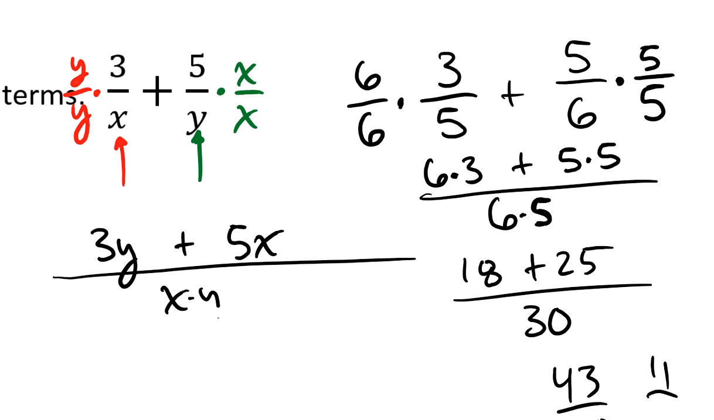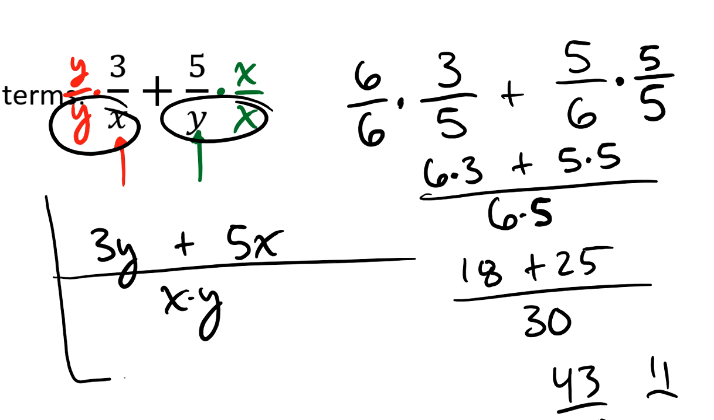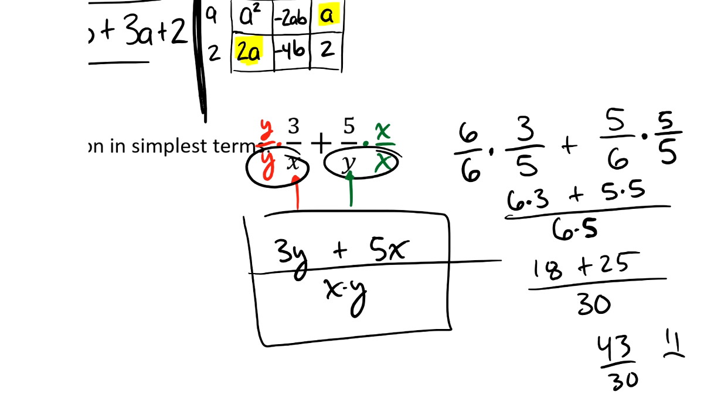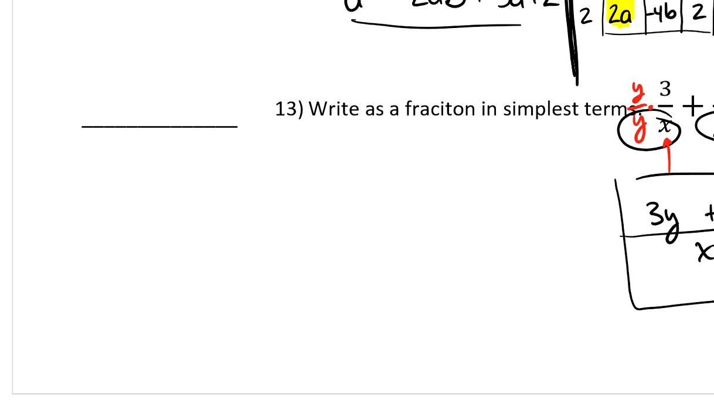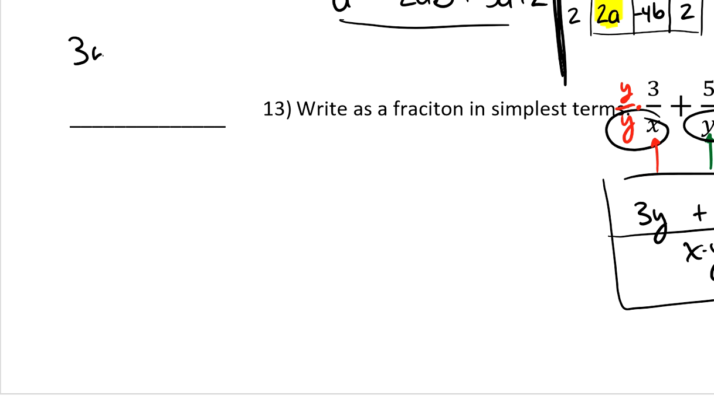of x times y, right? It's either yx or xy, but because of the commutative property, I know that those have the exact same value. So I can write it as xy or yx. But that's the answer. Now, 3y and 5x can't be combined. They're not like terms, so I just have to leave it here. But this is my solution, right? This is the sum of these two fractions written in simplest terms. So again, 3y plus 5x over xy.